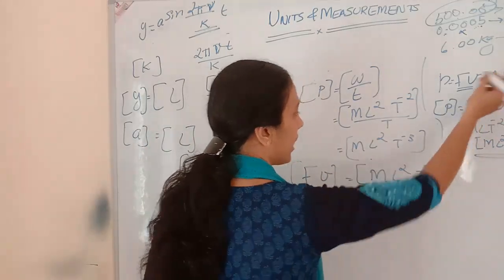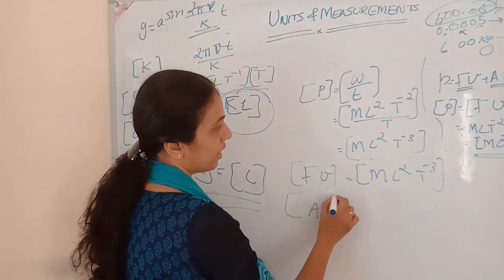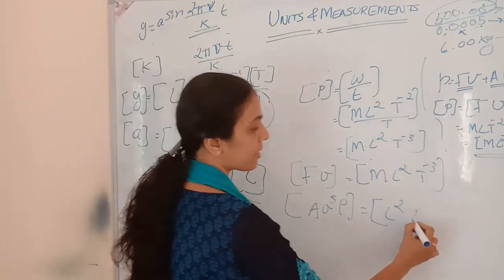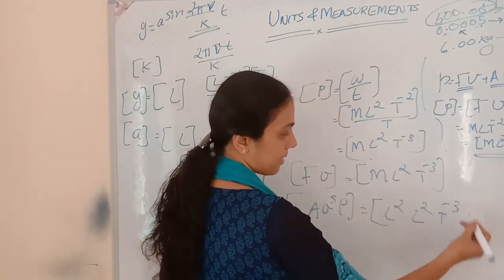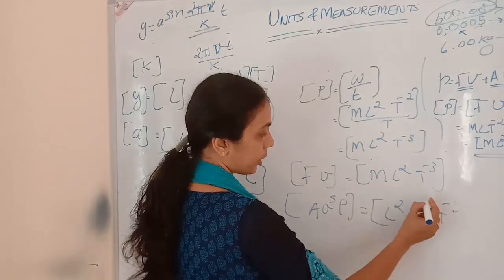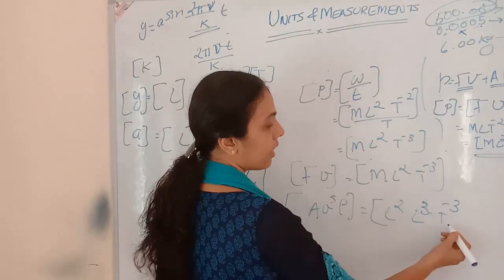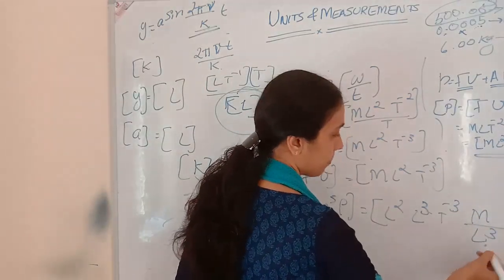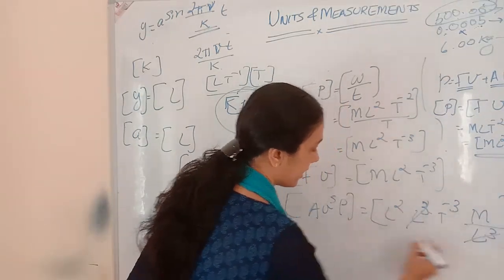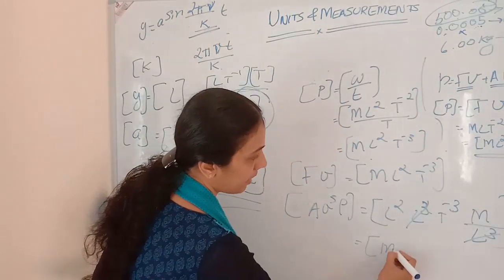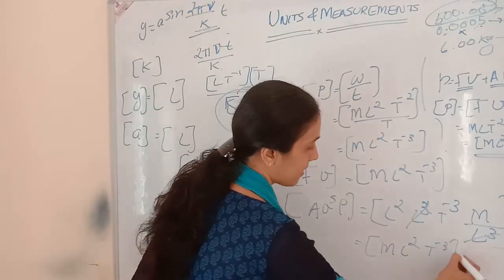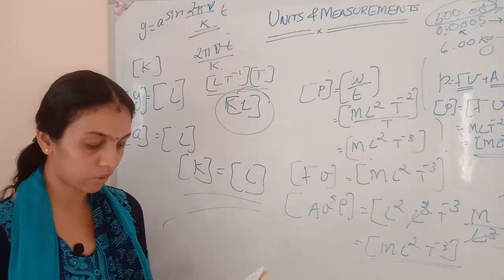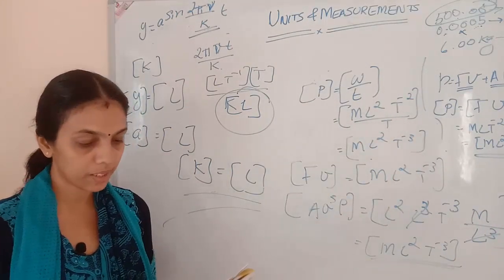Right. Now AV cube rho. A is area, and area means L squared. V cubed means L cubed T to the power minus 3. Rho means density, mass by volume. Volume is L cubed. So we cancel these and we get ML squared T to the power minus 3. So in all the terms we should find the dimension and write it down. Okay, so is it clear how we are getting this?